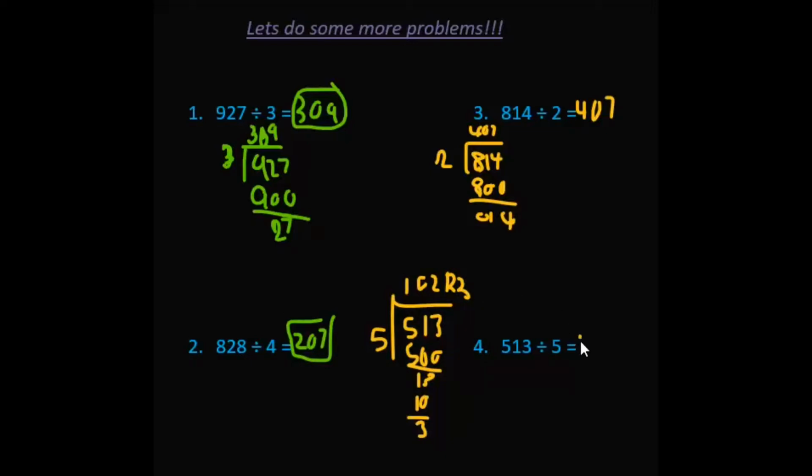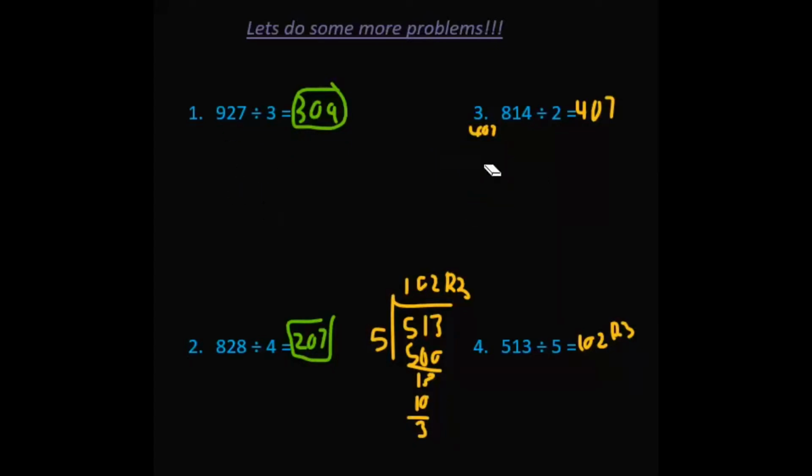Okay, so 102, remainder 3. Okay, so that was the fourth. That was a 4 on this page. Let me just erase the work so you guys can see the answers properly, if you guys want to note them down or something.